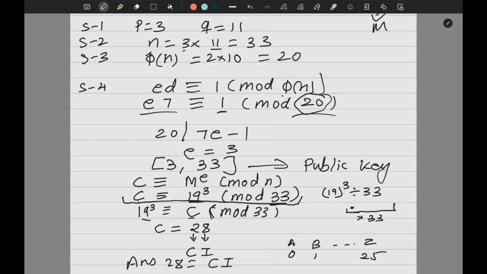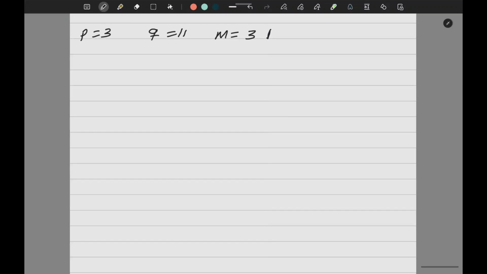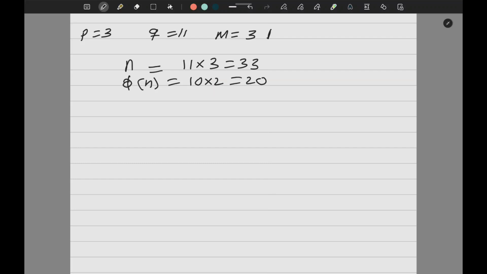Right? Let us quickly do one more question. Now see, I'm not writing the whole question because the thing is the same only. Now P is 3, Q is 11. Okay? And M is 31. So what will be the value? I am doing this question in a little bit short way. N will be 11 into 3, which is 33. And phi n will be 10 into 2, which is 20.